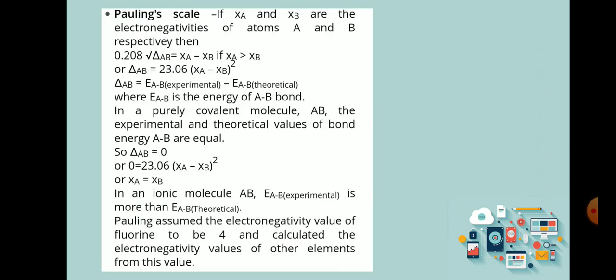In a purely covalent molecule AB, the experimental and theoretical values of bond energy AB are equal. So, delta AB is equal to 0, or 0 is equal to 23.06 into Xa minus Xb whole square, or Xa is equal to Xb. In an ionic molecule AB, EAB experimental is more than EAB theoretical. Pauling assumed the electronegativity value of fluorine to be 4 and calculated the electronegativity values of other elements from this value.